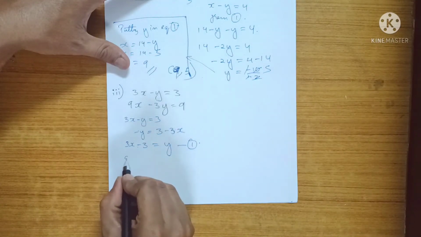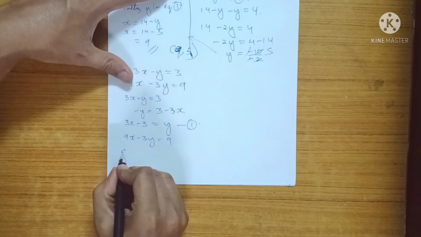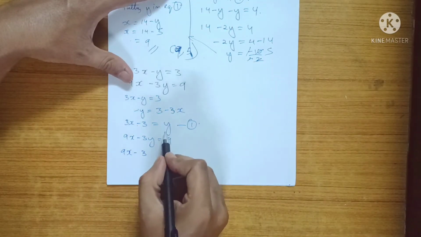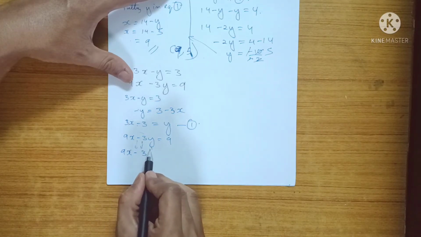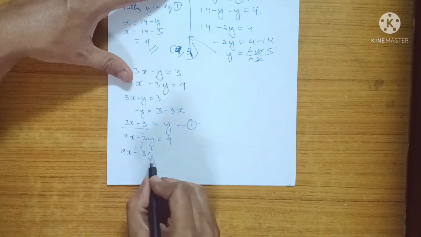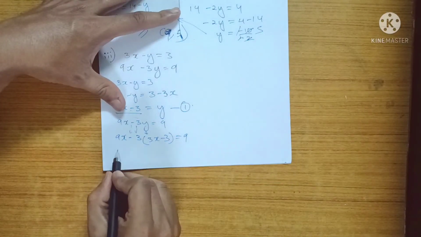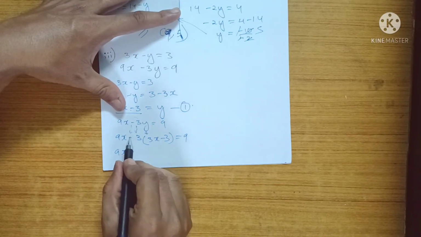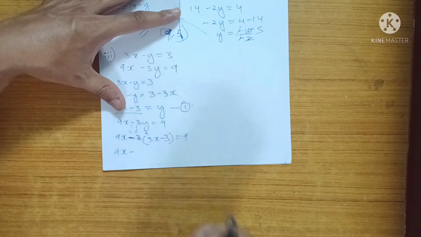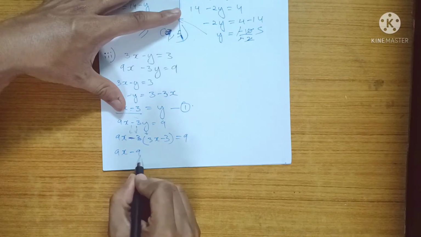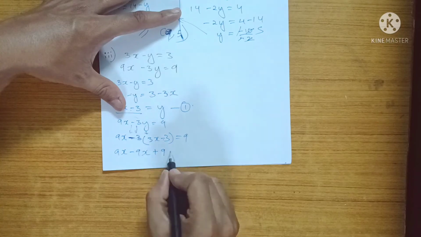Now we write the next equation, 9x minus 3y equal to 9. Instead of y, I'm going to replace it. So 9x minus 3 times (3x minus 3) equal to 9. If I open the bracket, this minus 3 is attached to the bracket, so wherever it goes the minus tags along. So minus 3 into 3x is minus 9x, and minus 3 into minus 3 is plus 9.